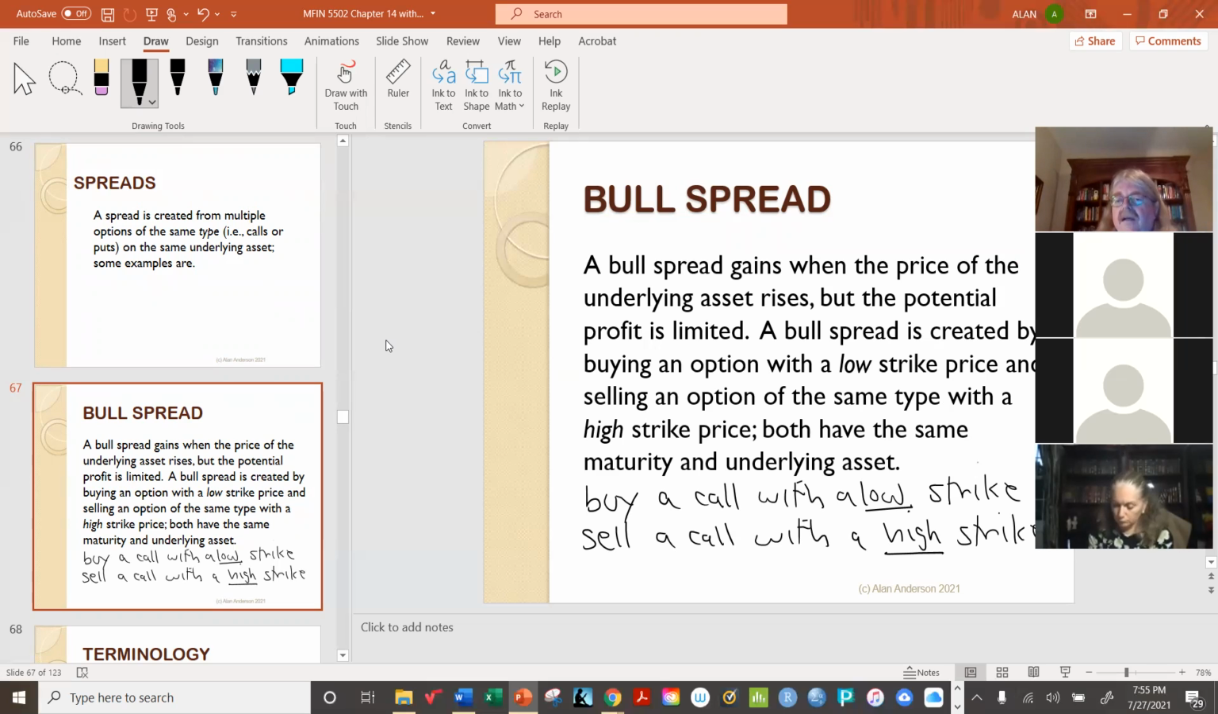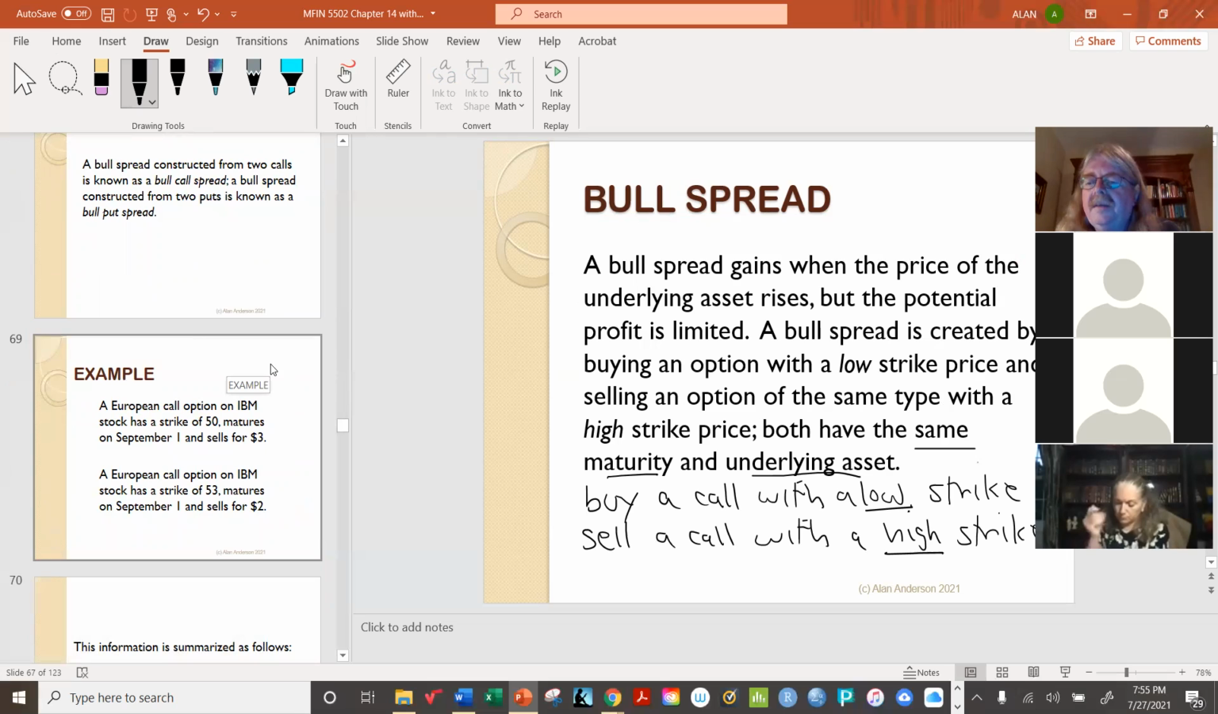Now, by the way, the two calls must have the same maturity or expiration date and the same asset. Otherwise, it is not a bull spread. It is something different. And there is such a thing, but we're not going to look at that here. So whatever the stock is, basically all we're doing is saying, well, let's buy a call with a relatively low strike and sell a call with a relatively high strike.